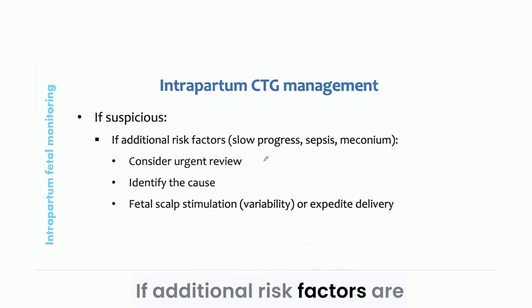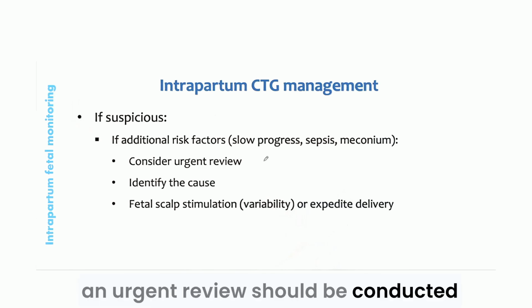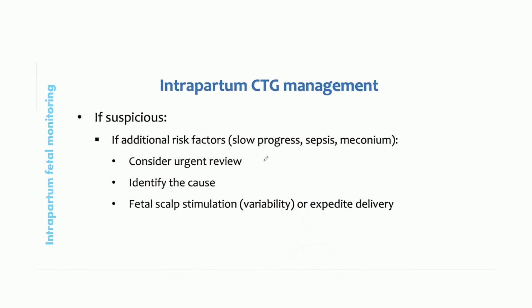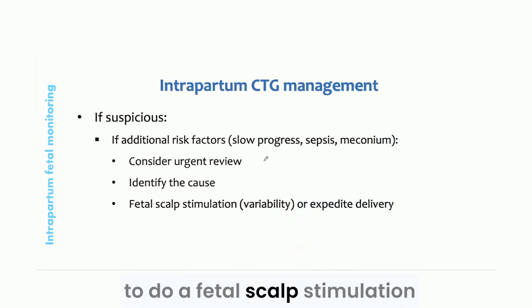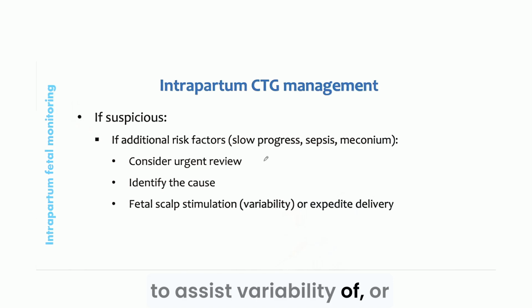If additional risk factors are present, such as slow labor progress, sepsis, or meconium-stained amniotic fluid, an urgent review should be conducted to identify the cause. Part of this assessment is to do a fetal scalp stimulation to assess variability or the need to expedite delivery.